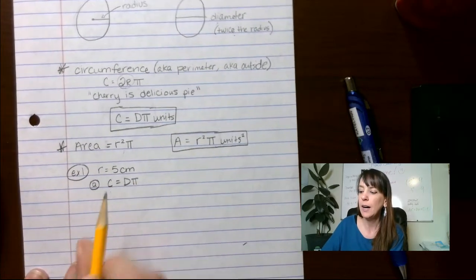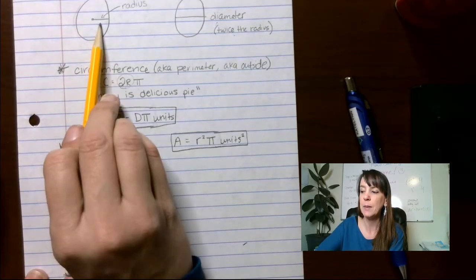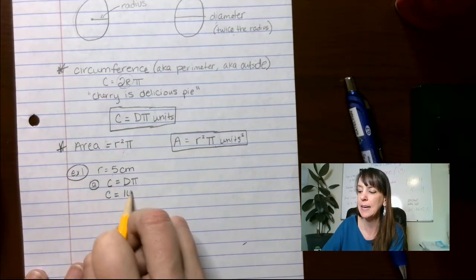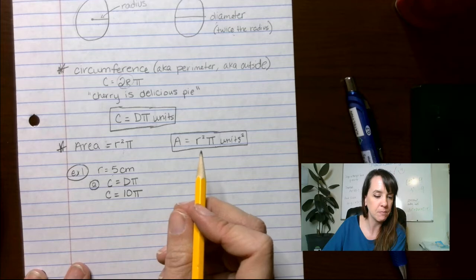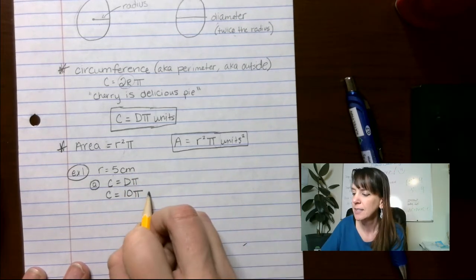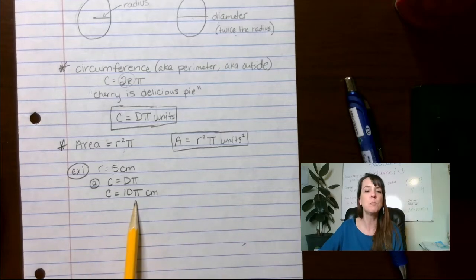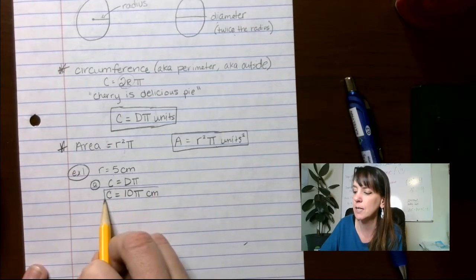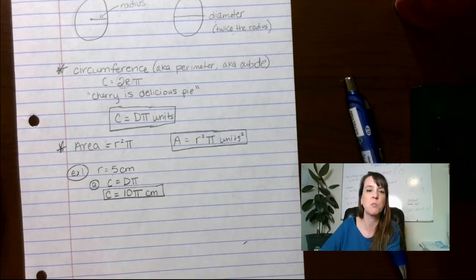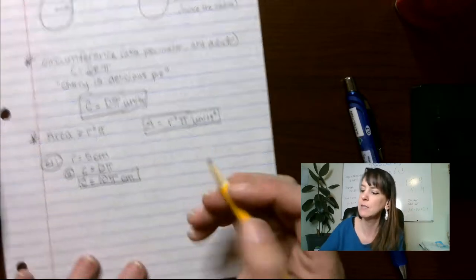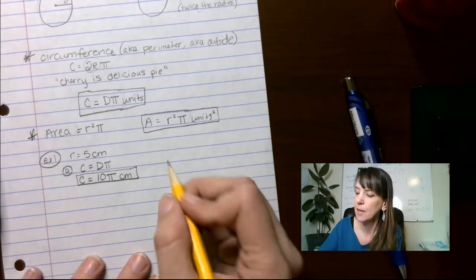So we know that if the radius is 5, that means the diameter is gonna be 10. So this equals 10 pi centimeters. It's right there, 10 pi centimeters. Now you could sit here and multiply that by 3.14. I don't want you to. Don't waste your time. This is it. 10 pi is a much more accurate answer than 10 times 3.14, which would be 31.4. We want it in terms of pi.